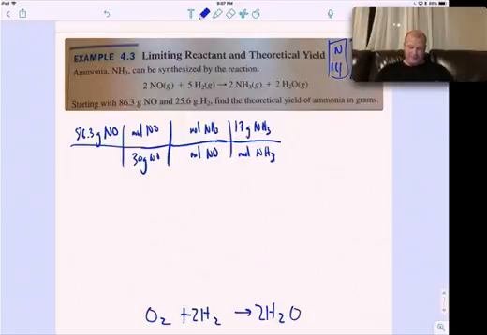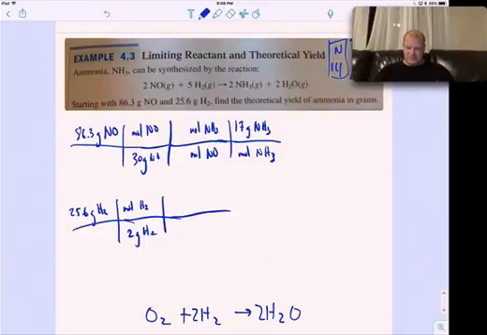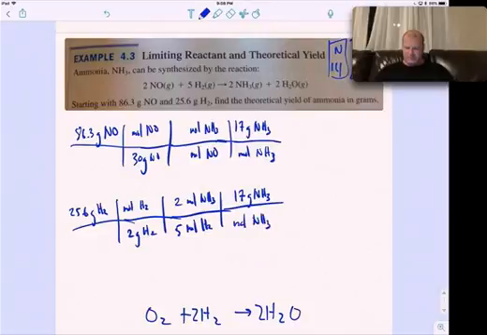And then we do the other one. 25.6 grams hydrogen, 1 mole hydrogen per 2 grams hydrogen, and then we have 2 moles ammonia to 5 moles hydrogen, and then 17 grams ammonia per mole ammonia. And so we just do both and see which one is smaller, and I will do that for you.